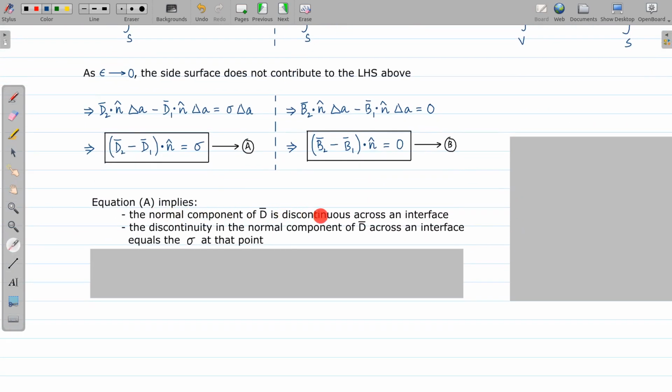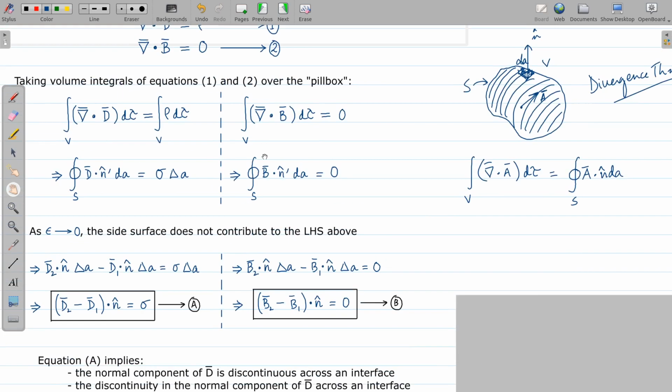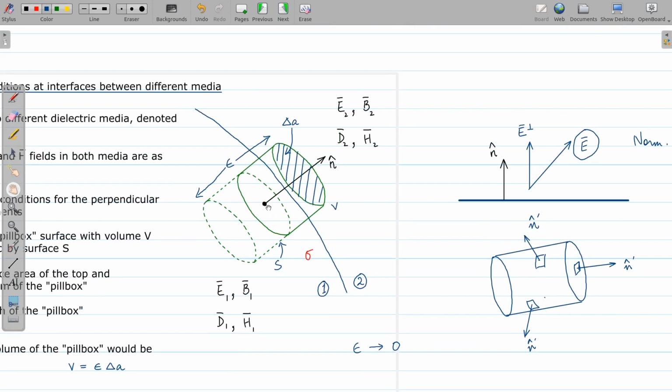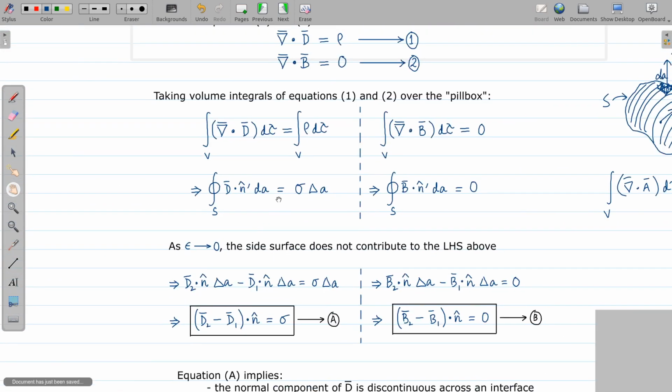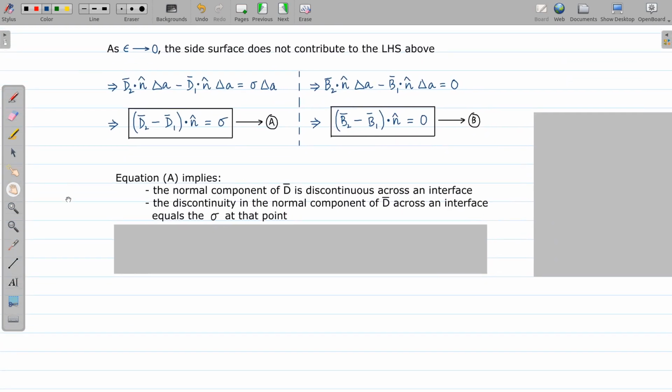So the normal component is discontinuous across an interface, and the discontinuity in the normal component of this displacement is equal to the value of sigma at that point. Whatever the surface charge density is at a point, it will be numerically equal to the discontinuity in the electric displacement at that point. So that's what equation number A tells us.